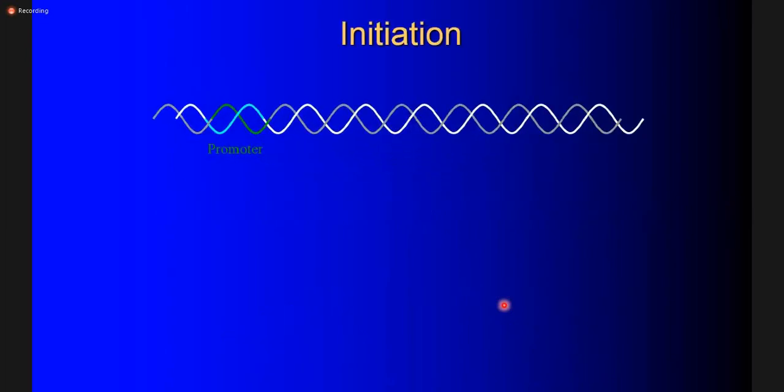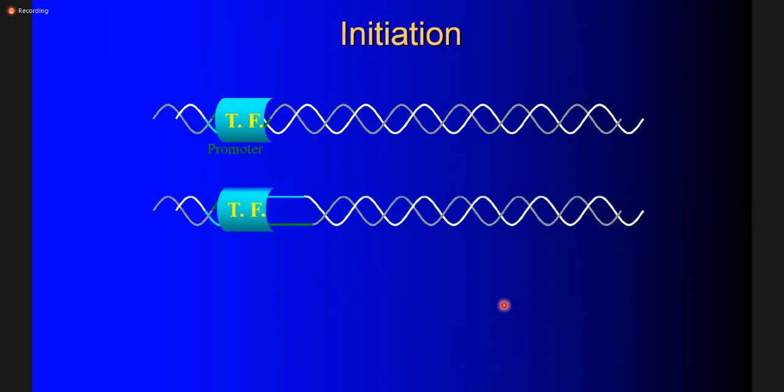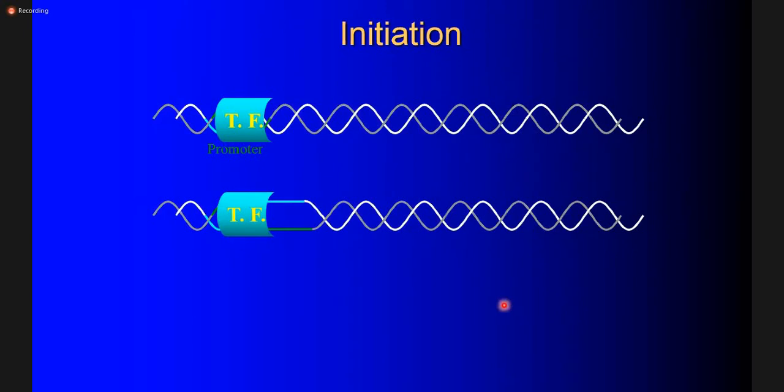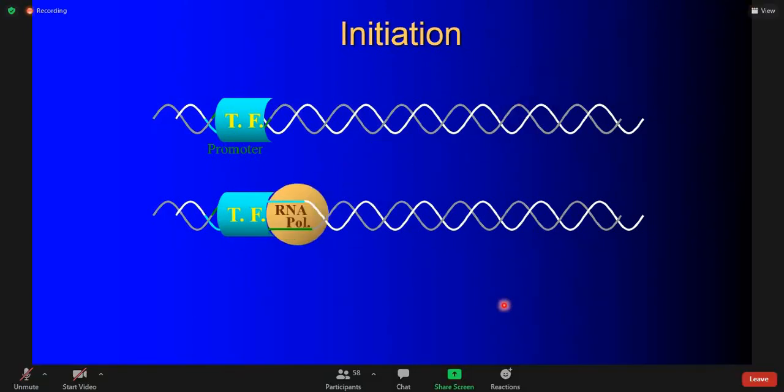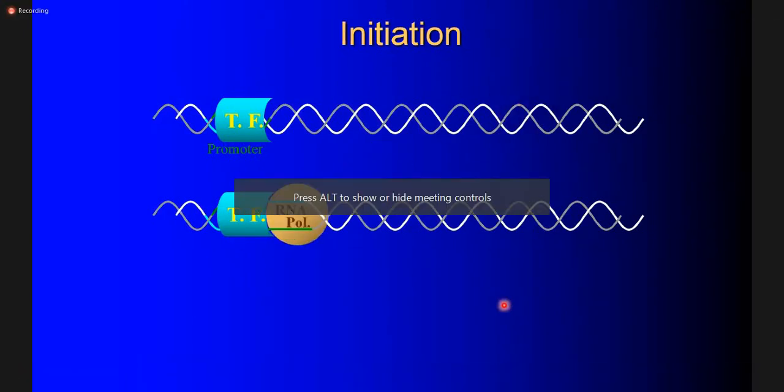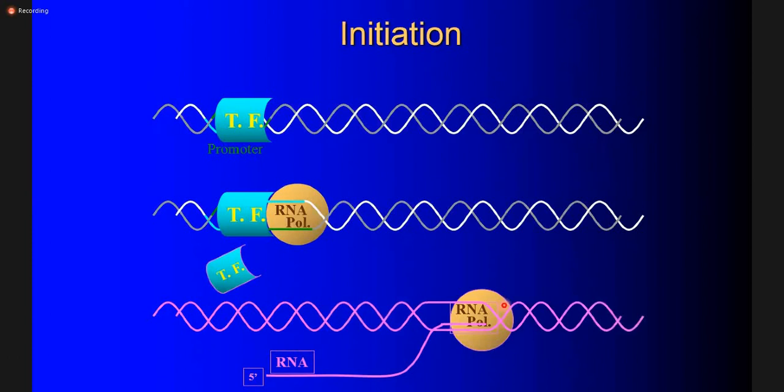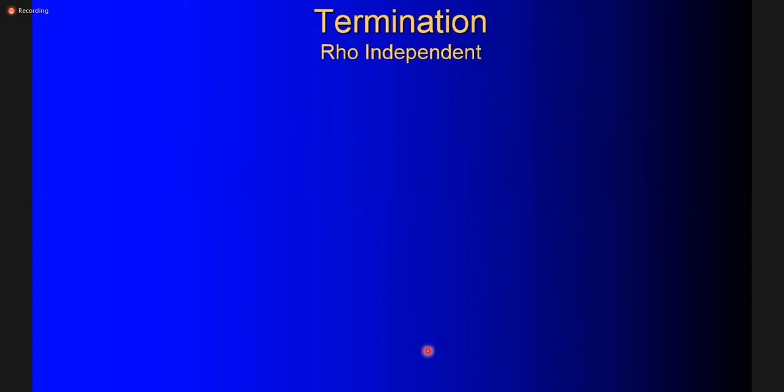In eukaryotes, we have transcription factors that identify the promoter region. After it is identified, both the strands are separated by the helicase-like activity. The RNA polymerase enzyme binds with the DNA, and the transcription factors form the transcription complex, and it initiates and elongates the messenger RNA.